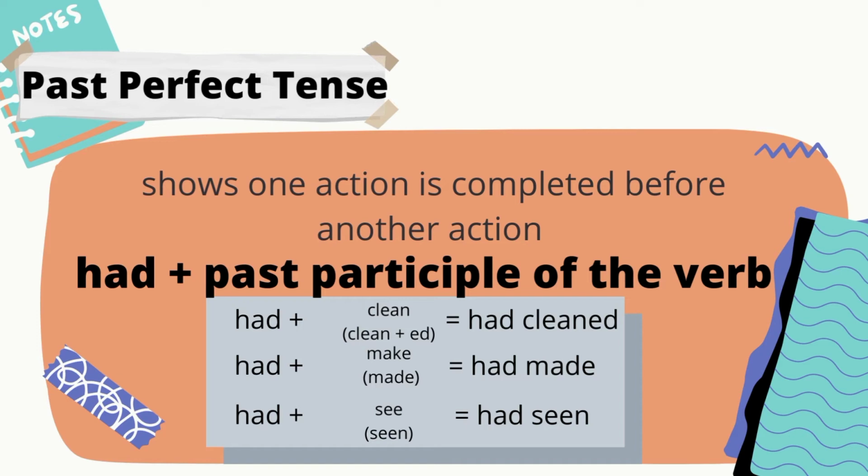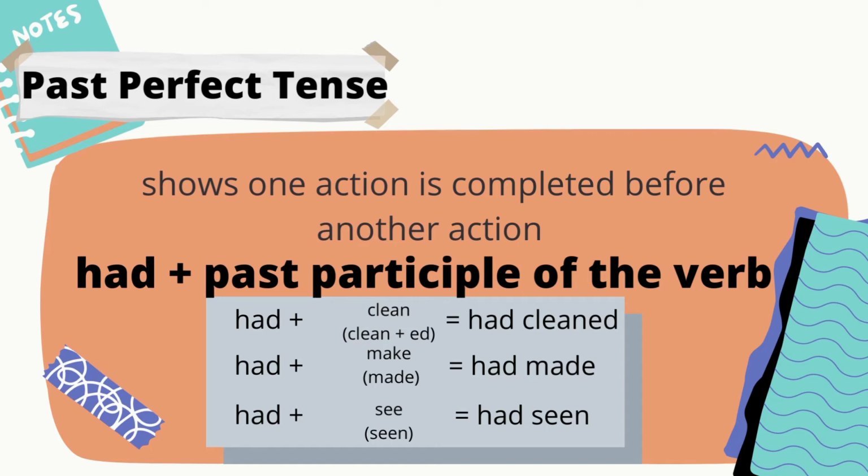We have had cleaned. The past perfect tense for the irregular verb make. We have had plus the past participle of make, which is made. Therefore, the past perfect tense of make is had made. For the irregular verb see, the past participle is seen. This is different from its past tense saw. So, the past perfect tense of see is had seen.